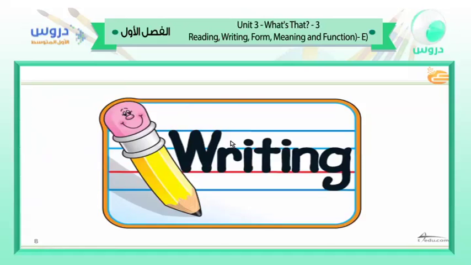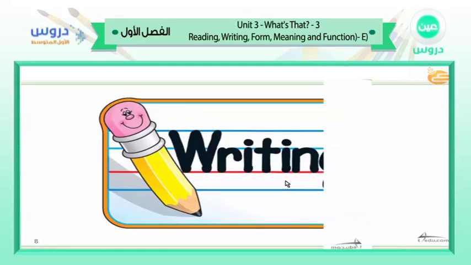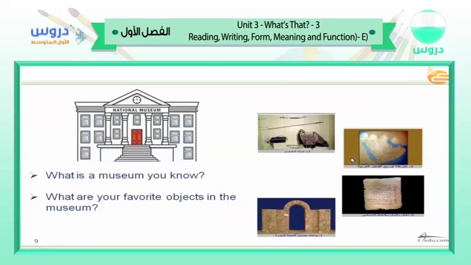Okay, now let's move into the second section in our lesson for today. It's writing. Look at these pictures. What is this? Is it a school? Yes, excellent. It's a museum. And here we have the National Museum. That's great. And this is the objects inside this museum.